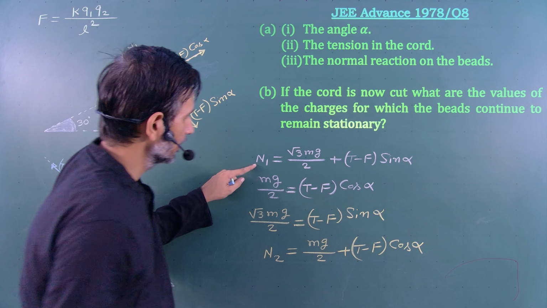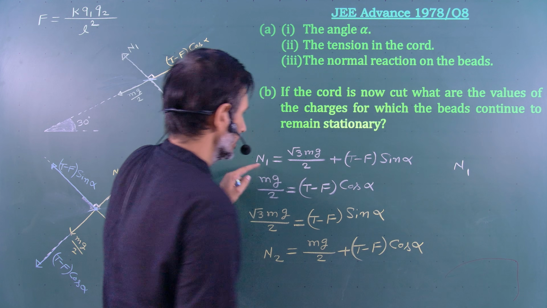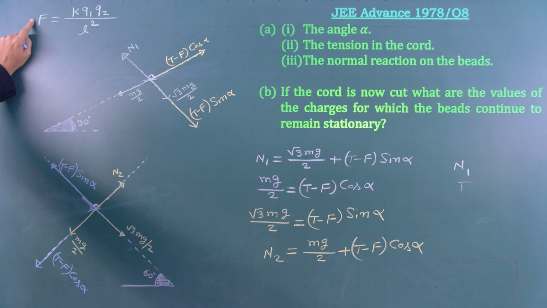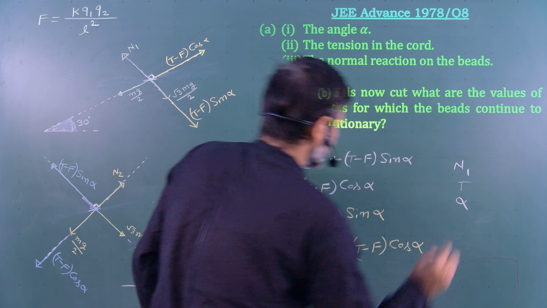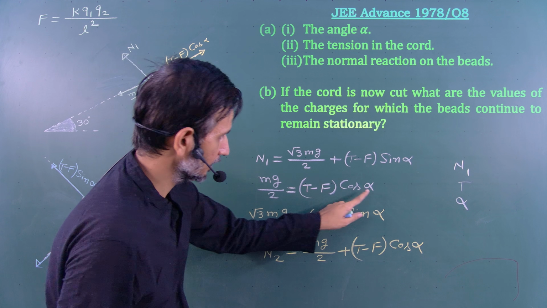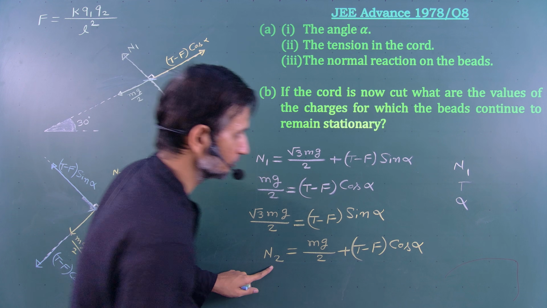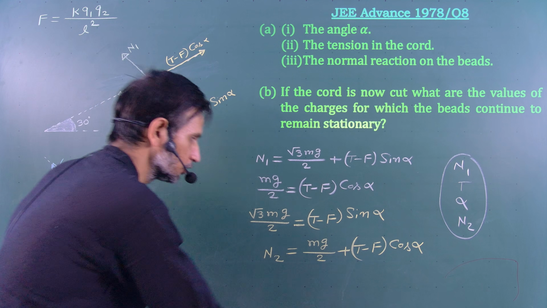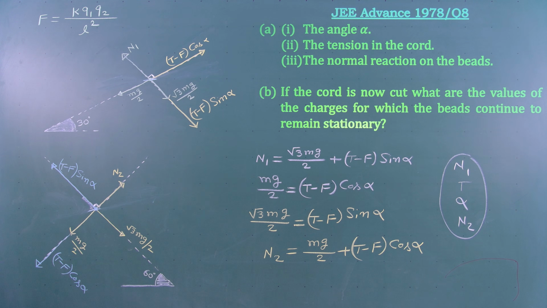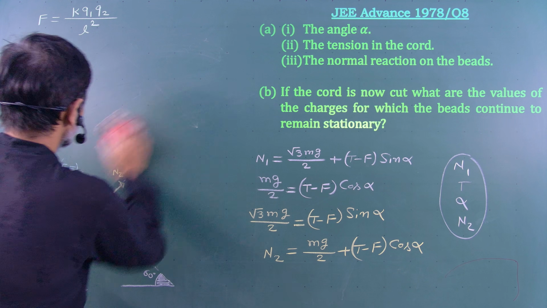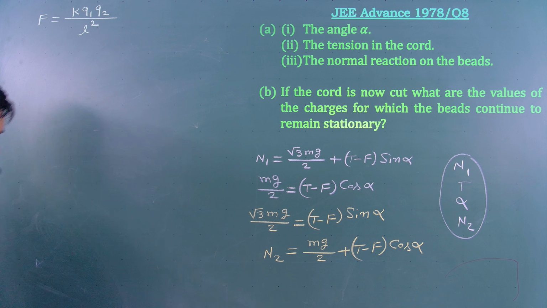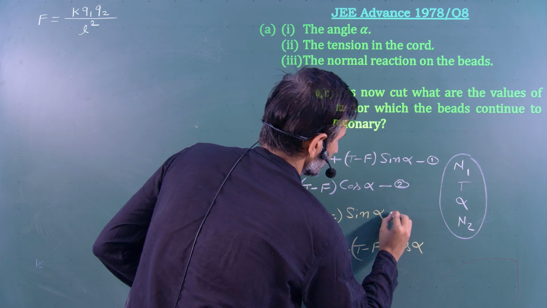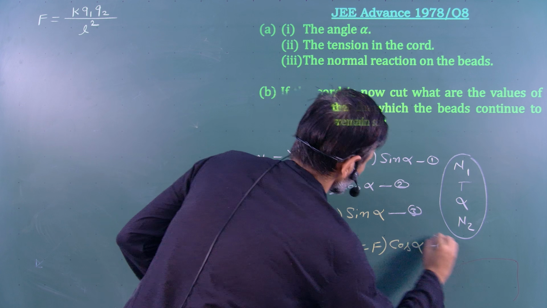First, note that we don't know N1, we don't know T, we know the value of F. This is the F. We don't know the values of α, T, N1 and N2. So there are four unknowns and there are four equations. Let me solve these four equations. This is equation 1, equation 2, equation 3 and equation 4.